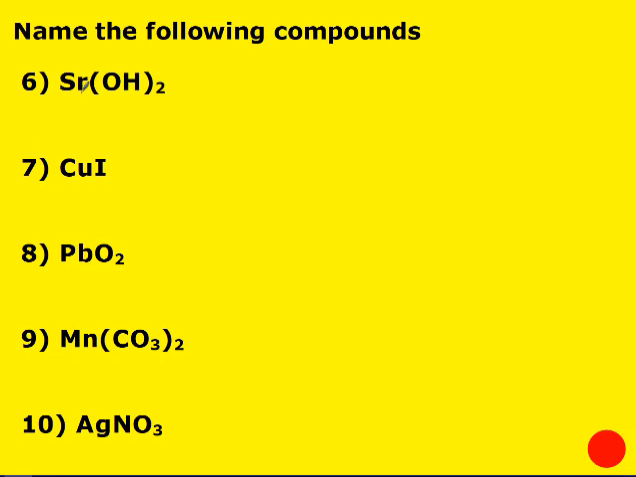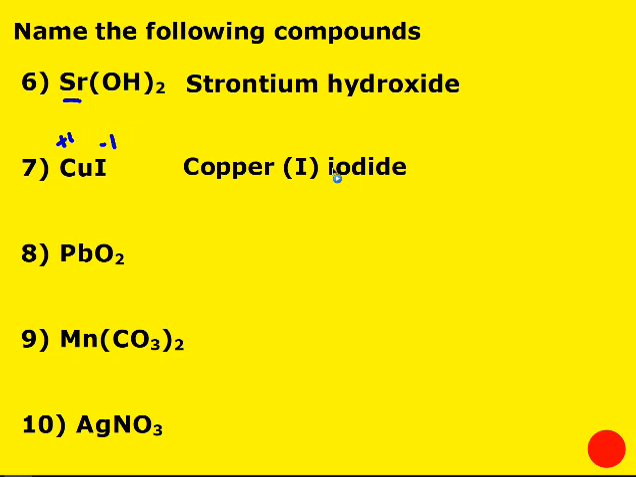For this first one, strontium is in group 2A, so you should have just named it strontium and then hydroxide. The next one, copper is not in group 1A, 2A, so we had to look at iodine, and iodine's a -1, so copper had to be a +1. So copper(I) iodide. Lead is not in group 1A, 2A, so we looked at oxygen. Oxygen's a -2, but I have 2 of them, so that's -4. So lead must be a +4. Lead(IV) oxide.